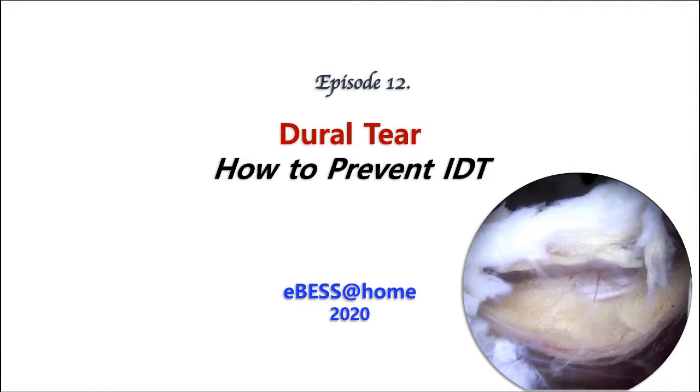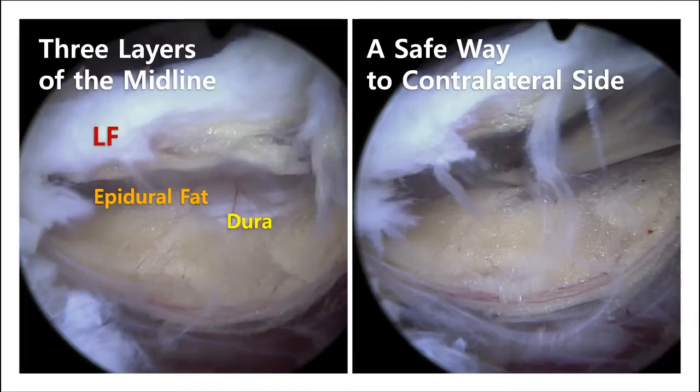Today, we will see the central structures of the spinal canal, and we must know the clinical meaning of them. Without caution of these central structures, you cannot escape a dural tear. There are three layers at the midline in the spinal canal. From the outside: ligamentum flavum, epidural fat, and dura.